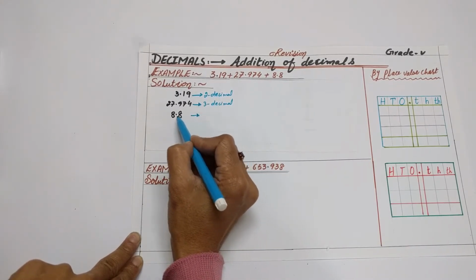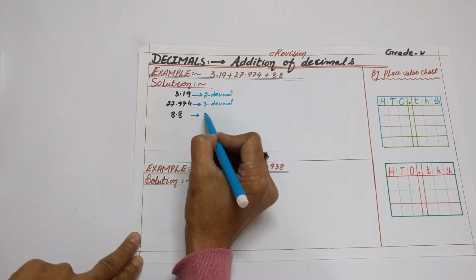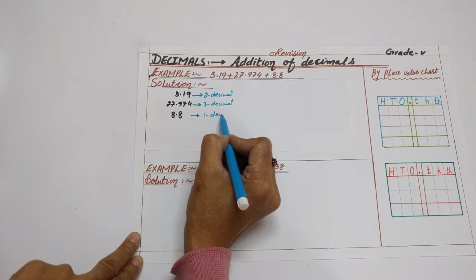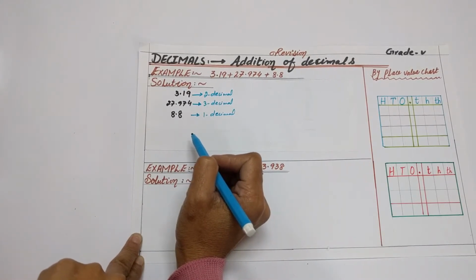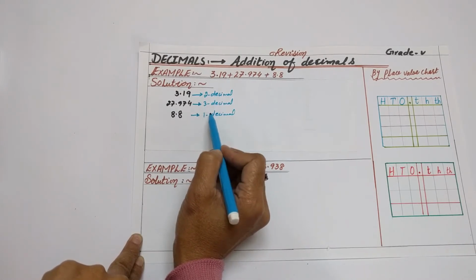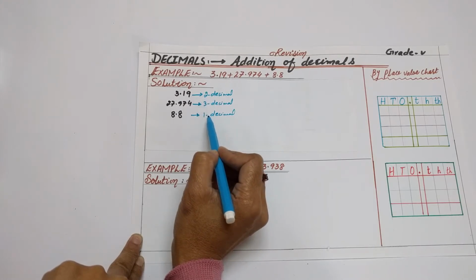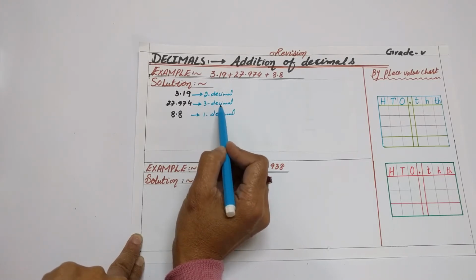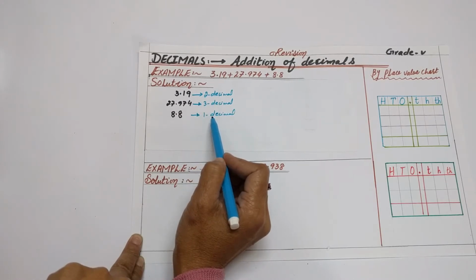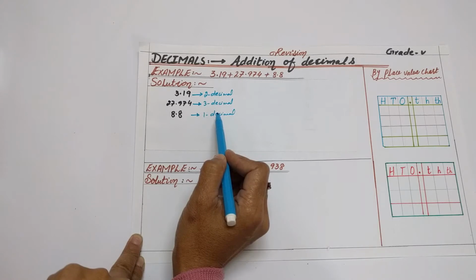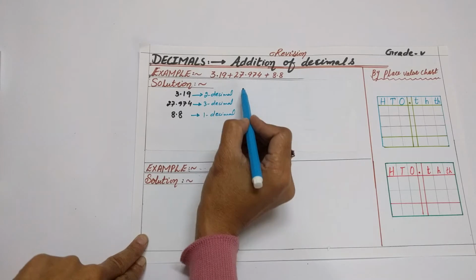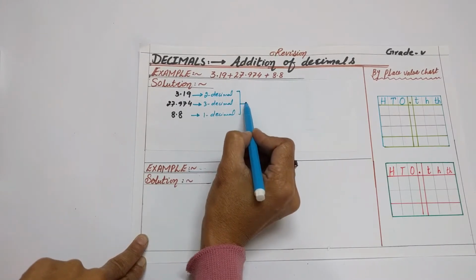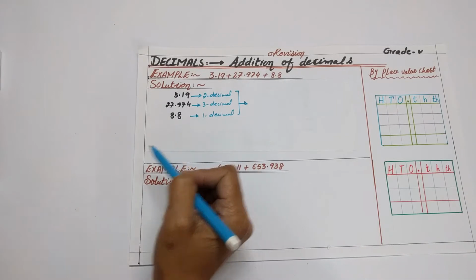In 8.8, after the decimal point we have only one digit, so this one is a 1 decimal number. So according to the definition of like and unlike decimals, we have unlike decimals here because the decimal places are different from each other. This one is 2 decimal, this one is 3 decimal and this one is 1 decimal. So they are unlike decimals, and we have to convert them into like decimals before the addition. Now I will convert these decimals into like decimals.